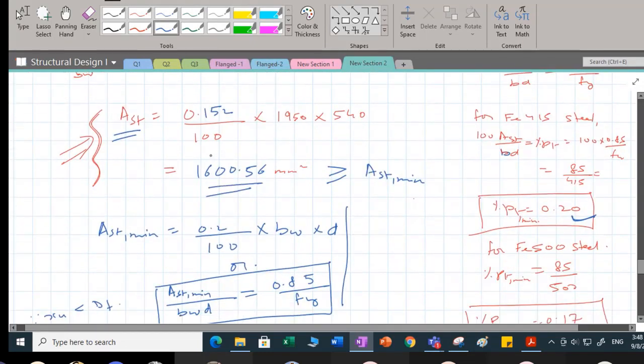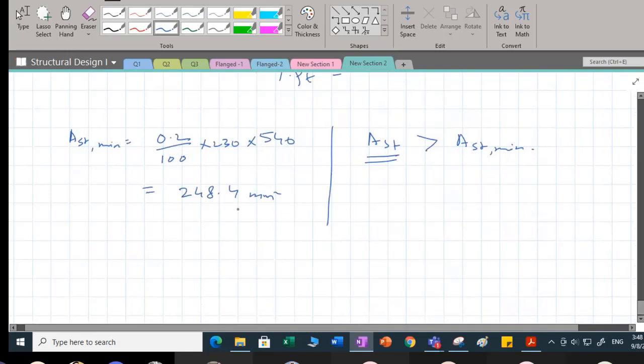Say this calculation, whatever I'm doing, here you required 1600.56 millimeter square steel. Now suppose this calculation gave you 160 millimeter square steel. Now you can clearly see that this steel is actually less than minimum steel. So I cannot provide 160 millimeter square. I have to provide how much? Minimum steel, which is 248.4 millimeters square. So this provision is given in the code to ensure minimum ductility in your reinforced concrete beam.